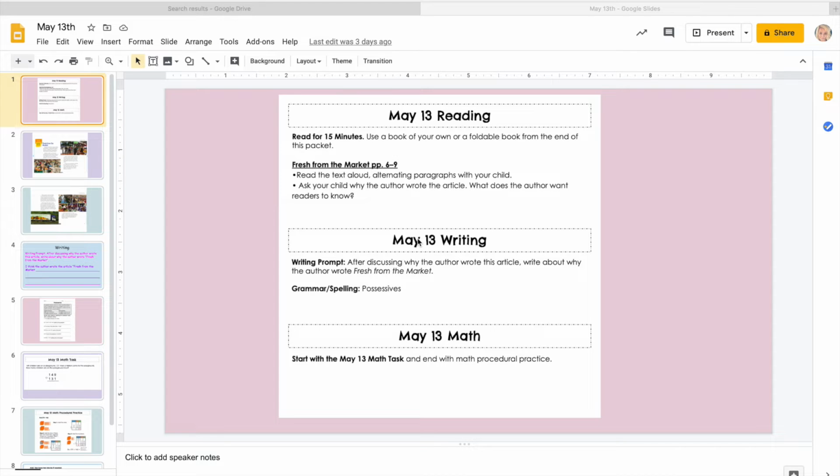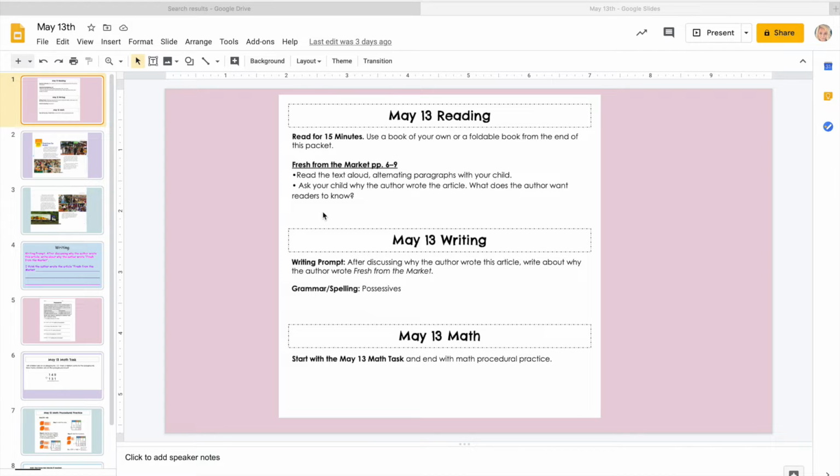And happy Wednesday. Today we are going to be going over the May 13th portion of the distance learning packet where we're going to have some reading. You're going to read for 15 minutes using a book of your own or one of the foldables at the end of the packet. You may also use an online resource, which is just as good.